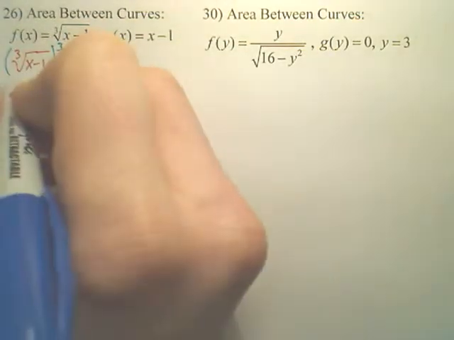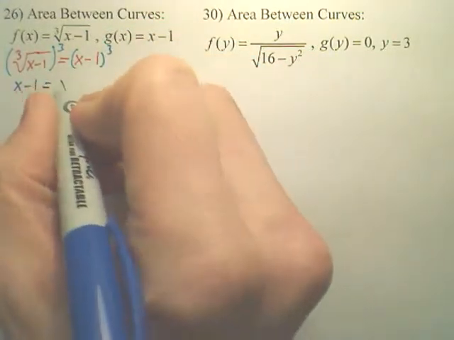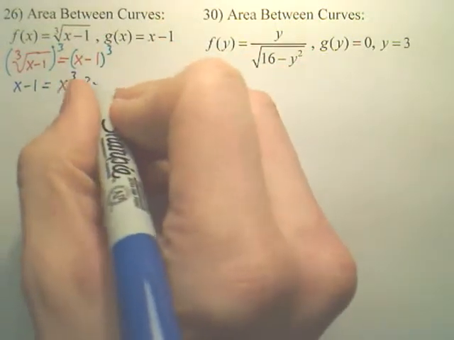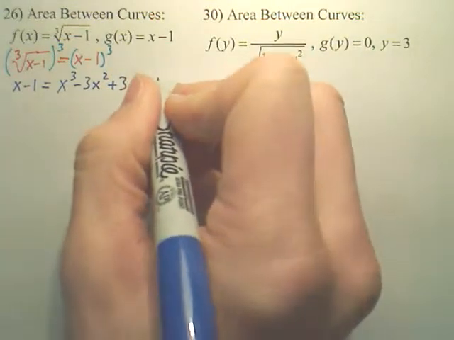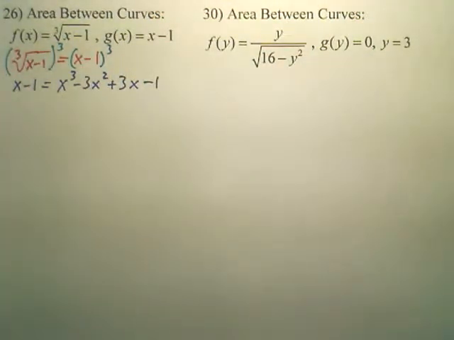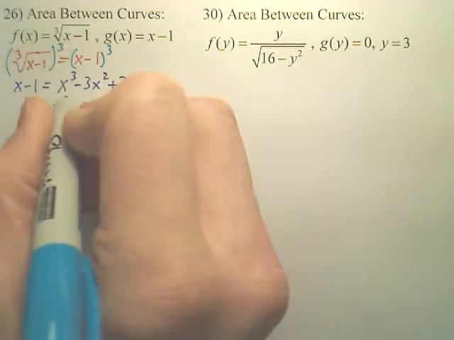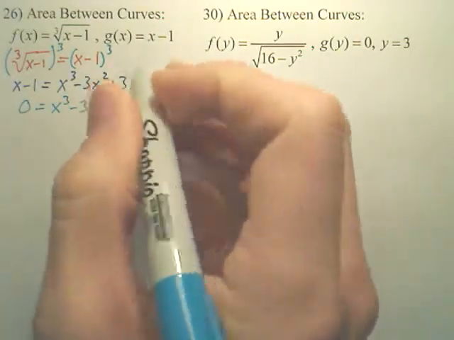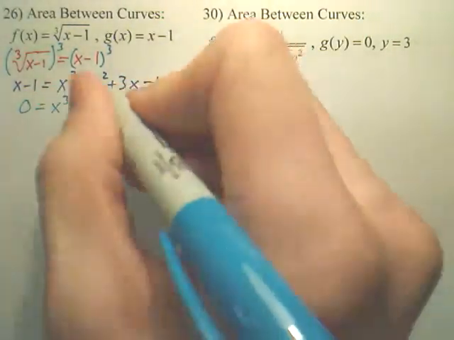And you get x minus 1 equals, when you cube this, x cubed minus 3x squared plus 3x minus 1. Then, when you move all this over, you get 0 equals x cubed minus 3x squared. This minus over becomes a plus 2x, and this cancels with this.